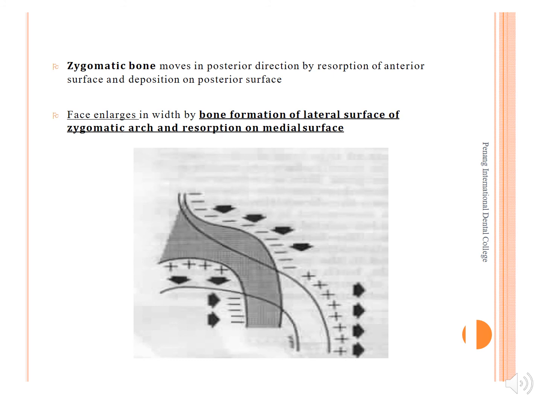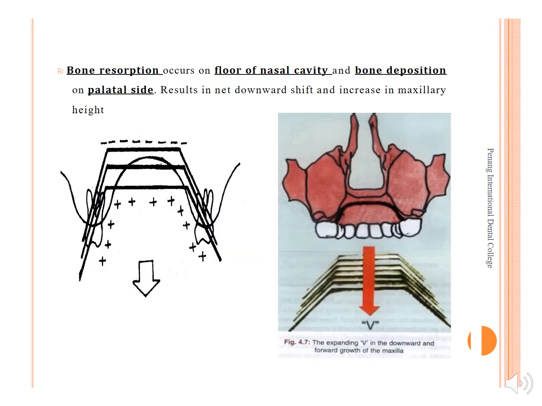The zygomatic bone moves in a posterior direction by resorption of the anterior surface and deposition on the posterior surface. The face is enlarged in width by bone formation on the lateral surface of the zygomatic arch and resorption on the medial surface. Bone resorption occurs on the floor of the nasal cavity and bone deposition on the palatal side. This will result in net downward shift and increase in maxillary height.